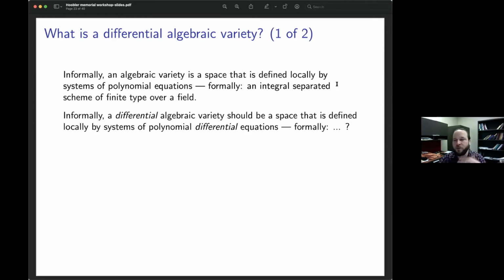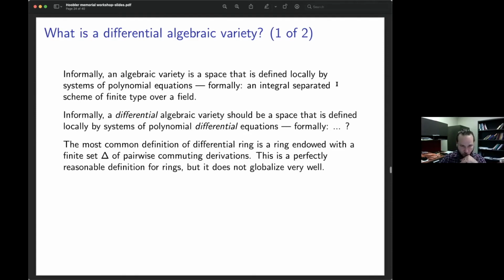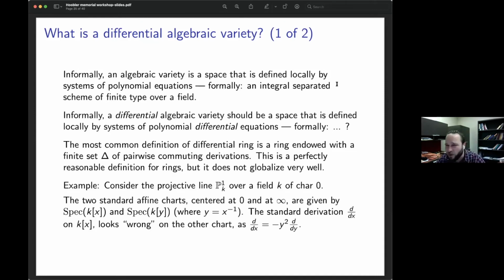In the differential world, well, informally, the definition should be similar. It should be a space that's locally defined by differential equations. And what should it be formally? Yikes. Well, there have been many proposals over the years, and I can't discuss them all. But one problem is that already not everyone agrees on what a differential ring should be. Okay, we're all here familiar with a delta ring. When I talk about a differential ring, I mean a ring endowed with finitely many pairwise commuting derivations. And this definition is great. There is absolutely nothing wrong with it if you want to study rings. It doesn't globalize very well, though, in my opinion, and this is really just an opinion.